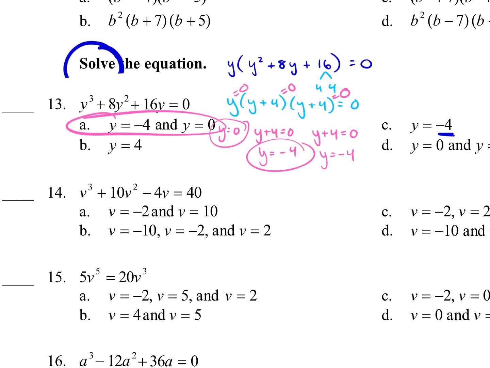For 14, we're going to do the same thing. Before a factor, what does it have to be equal to? It has to be equal to 0. So we need to subtract 40 to move it to the other side. So we have v to the 3rd power plus 10v squared minus 4v minus 40.